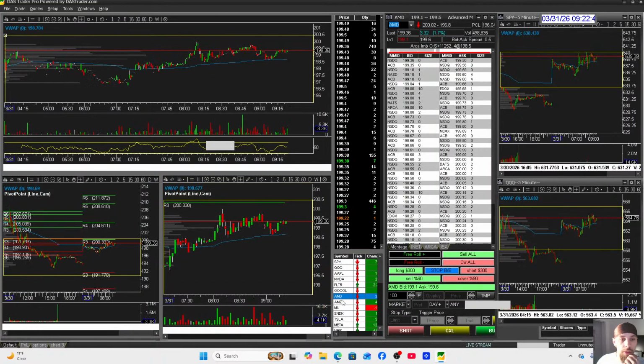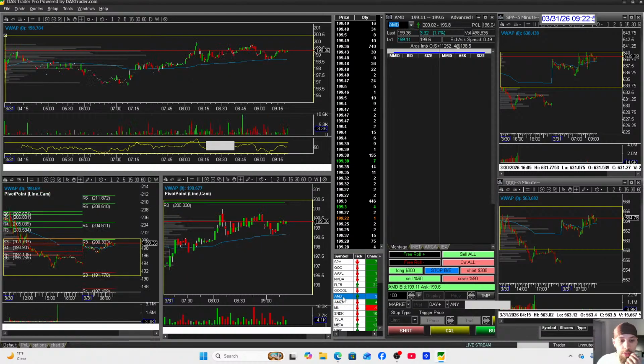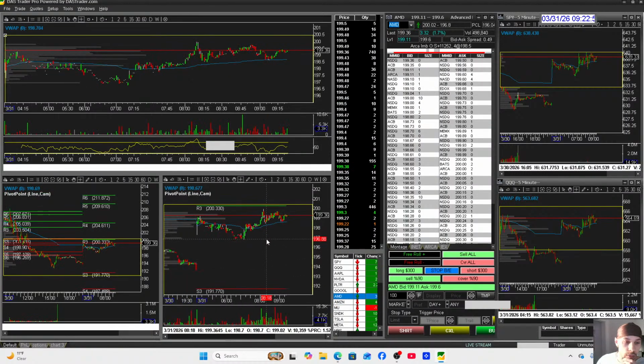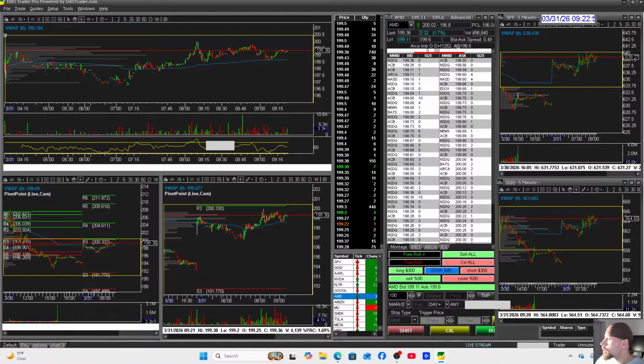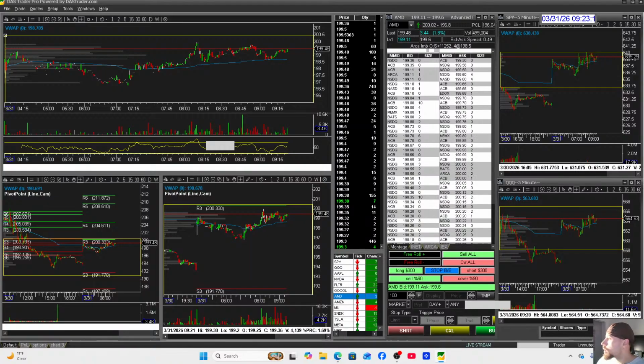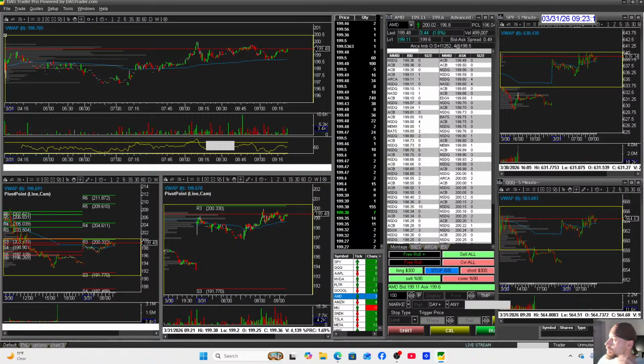Let's keep going here. AMD we have charted up. R3 lining up very nicely for AMD. I like that that lines up with the box on a pivot level, so I will watch the price action around there for AMD. See what price action does around that level.